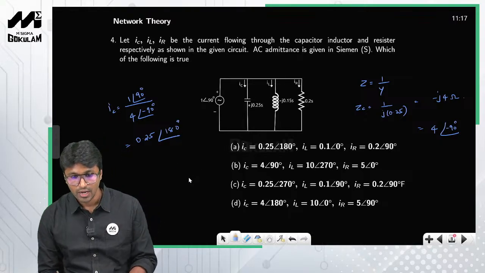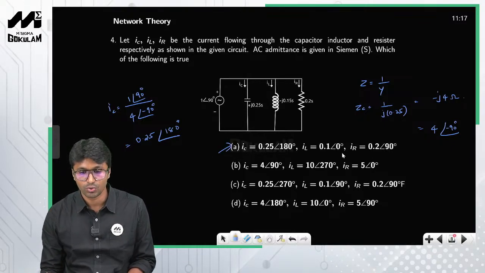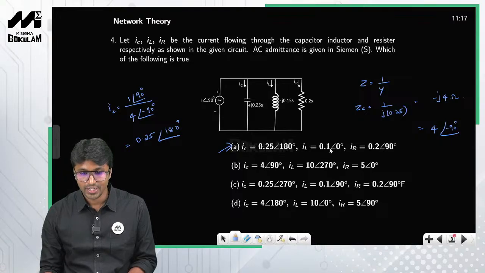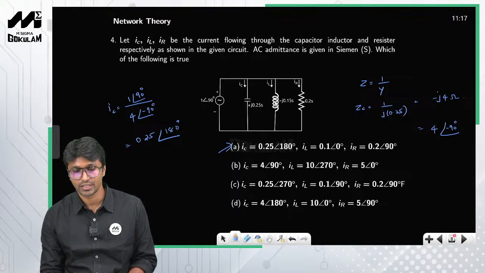So in which options do you find this? Straight away you can see this in option A, so you don't have to calculate the other two values. Directly, IC is equal to 0.25 angle 180 degrees. Now you have to follow the same procedure for calculating the current through the inductor and the resistor.